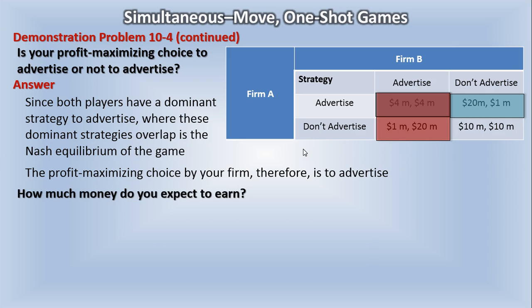So how much money do you expect to earn? Well, it's going to be 4 million, right? That's going to be the Nash equilibrium for the game. That is the likely outcome for this situation.